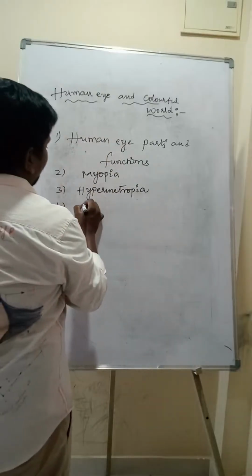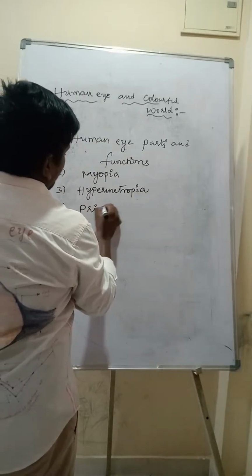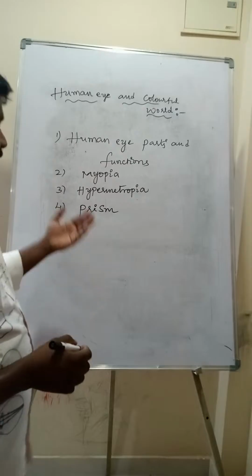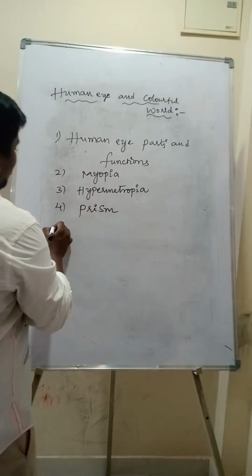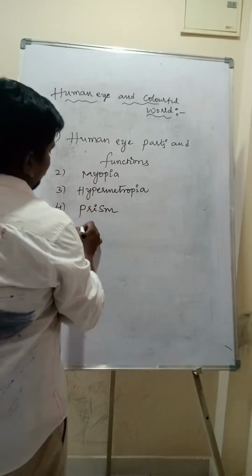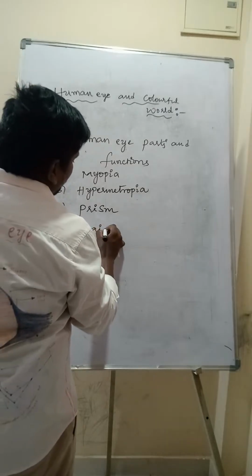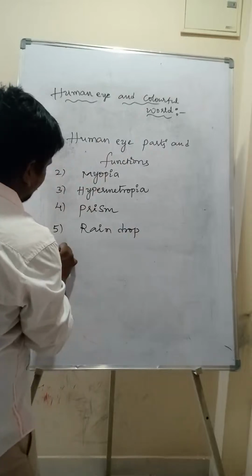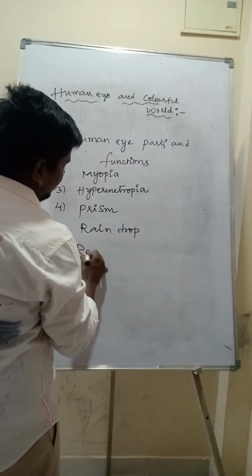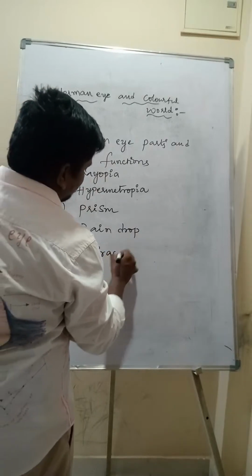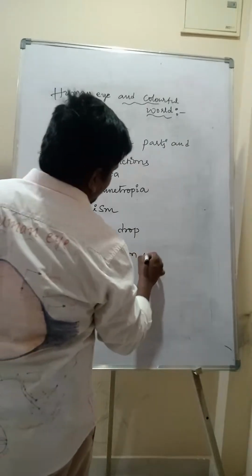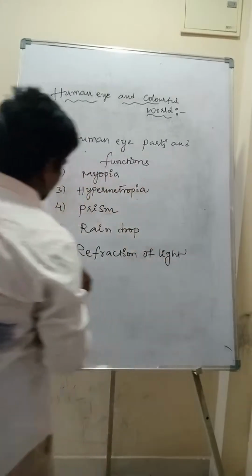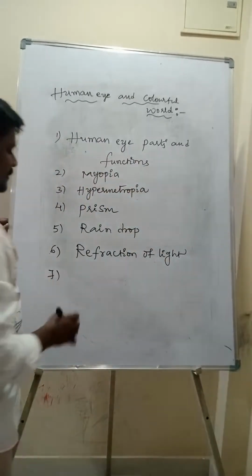And next one, prism, so splitting of white light and recombination of the spectrum of white light. And the fifth one is raindrop. So the sixth one is refraction of light, so that is nothing but by atmosphere. And the seventh one is scattering of light.